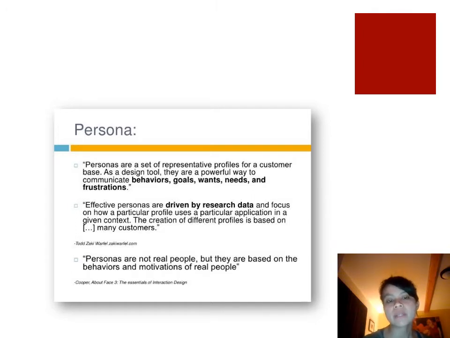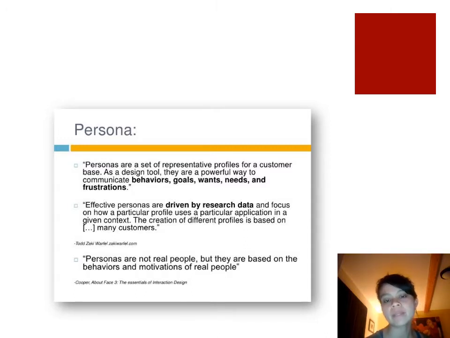When we create a persona, it's actually a fictional person, but based on real attitudes and real demographics. Based on a real understanding of who our users are, we're going to create one fictional person. And this person doesn't have to have all the characteristics of all your users, but someone who's typical of a user.